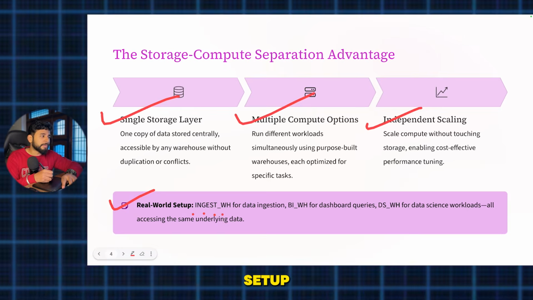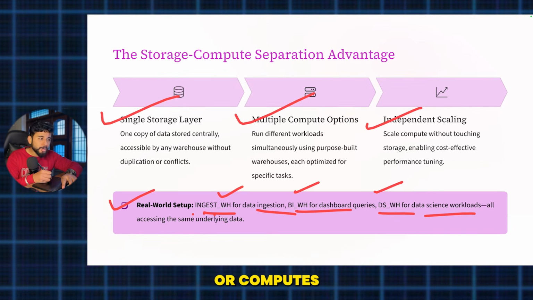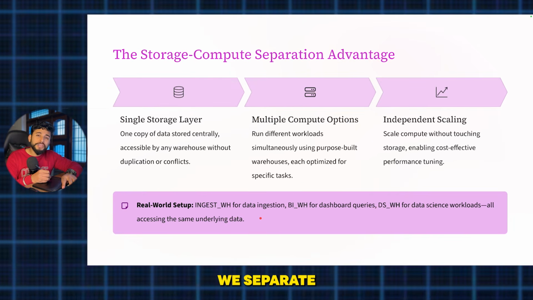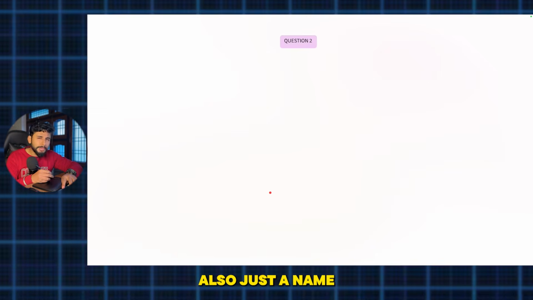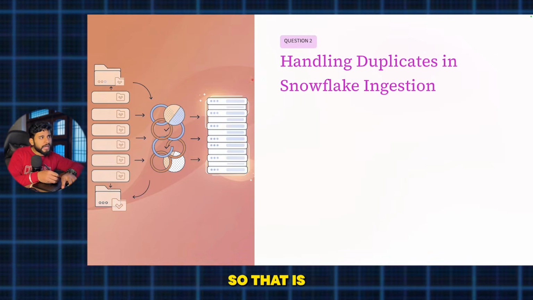Then real world setup, whenever we talk about data ingestion, BI workloads, here you see different kinds of warehouses, or computes, for different kinds of tasks. For a dashboard we have one warehouse, for another task we have a different warehouse, and for ingestion we also have a different ingestion warehouse. So that is how we separate our computes. It's just a name, you can give different names also. Okay, so that is also important.